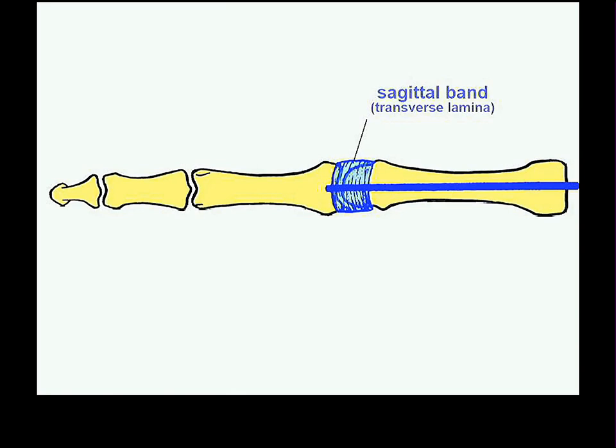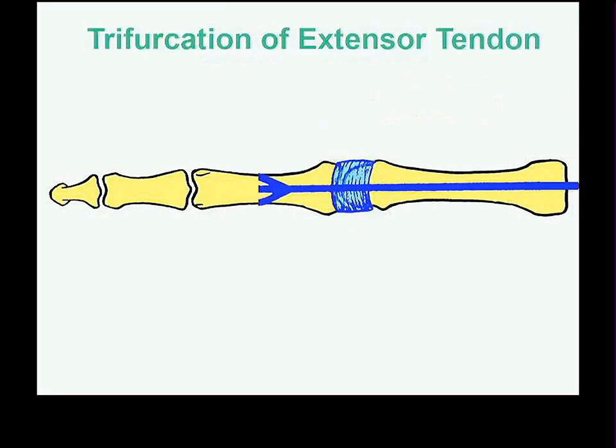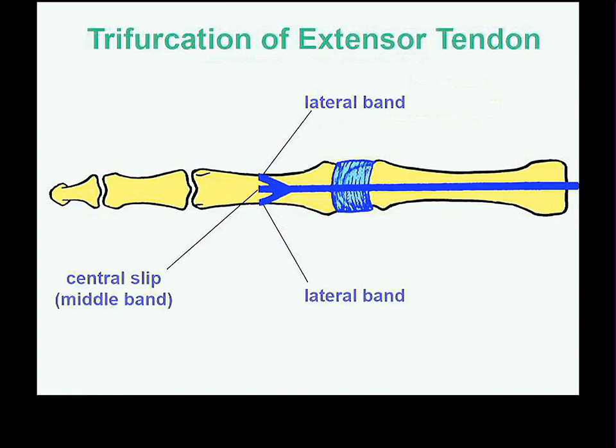These are referred to as sagittal bands or transverse laminae. They are thought to hold that tendon in position so it doesn't slide too much off to one side of the joint, which it would do if there were nothing restraining it. This combination of the tendon and the two sagittal bands, which attach to the palmar plate and hold that tendon in position, is referred to as the extensor hood of the MCP joint. Beyond that, the tendon continues. Over the back of the proximal phalanx, it trifurcates, that is, divides into three parts.